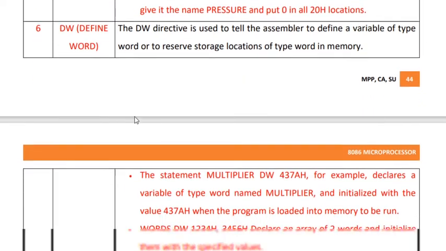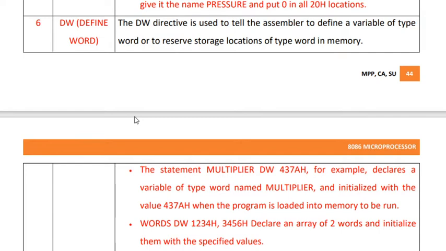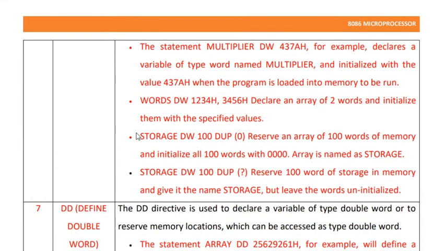Now likewise we have dw. The dw directive is used to tell the assembler to define a variable of type word. So here we will allocate 2 bytes to a variable. Again, the dw directive is used to tell the assembler to define a variable of type word. Now here we have a few examples. The statement multiplier dw 433AH declares a variable of type word by the name multiplier and initializes the allocated memory space with 433AH.